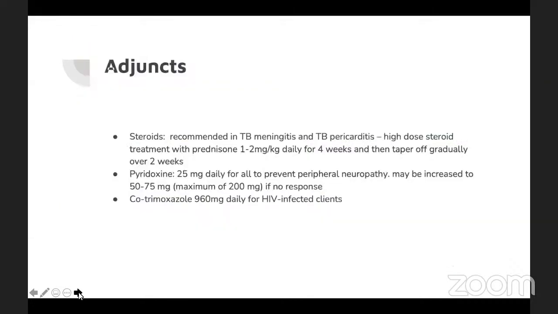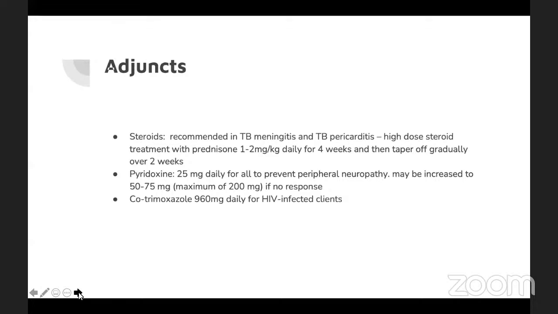Adjuncts to TB treatment. Isoniazid has a side effect of peripheral neuropathy, because of B6 deficiency. So we give pyridoxine, which is B6, at a dose of 25 milligrams daily. If the patient develops peripheral neuropathy at any point in the TB treatment, despite being on this dose, it can be increased to 50 to 75 milligrams, up to a maximum of 200 milligrams until the symptoms subside, and then reduced back to 25 milligrams.